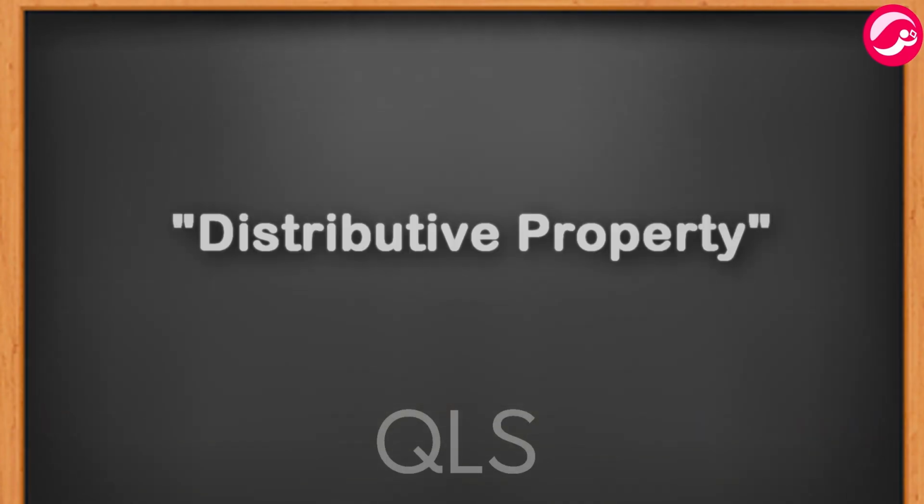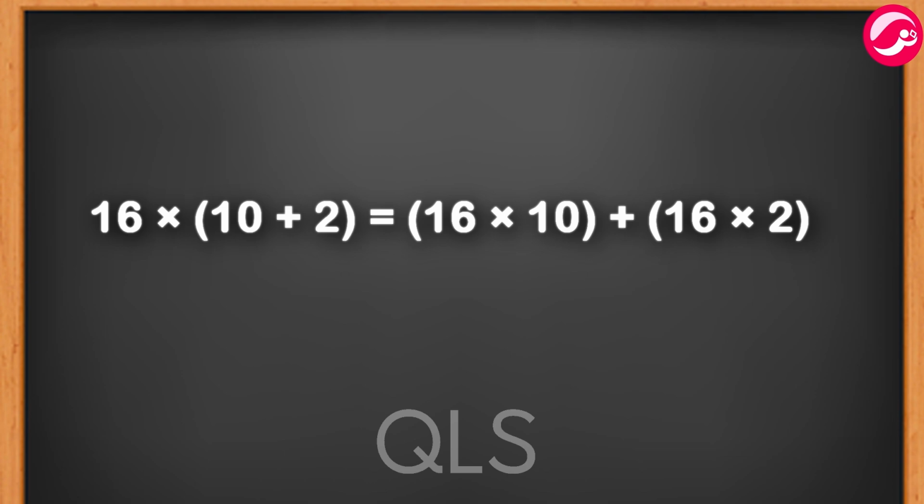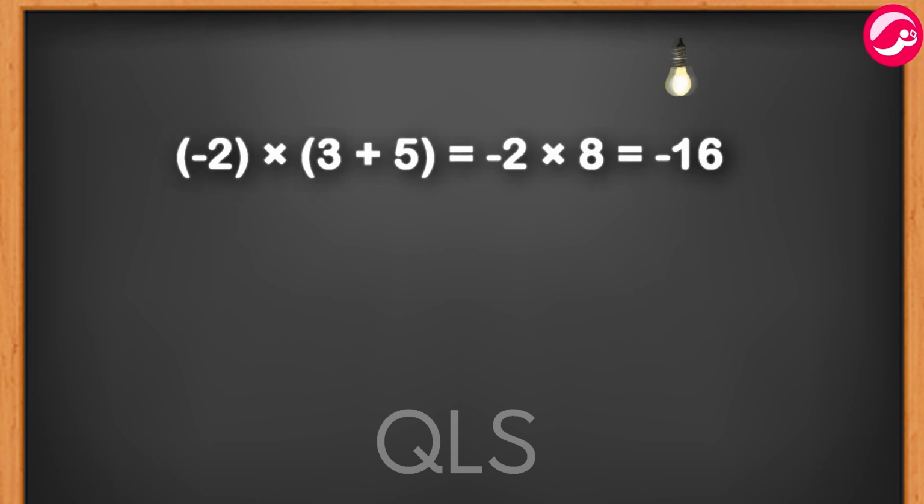The second property is distributivity, the distributive property. We know 16 into (10 plus 2) can be written as 16 into 10 plus 16 into 2. This is called distributivity. Let us check if this is true for integers also. Observe the following. A. Minus 2 into (3 plus 5).